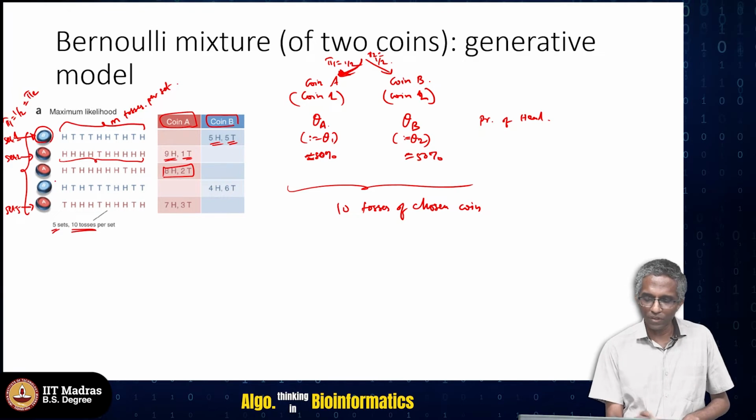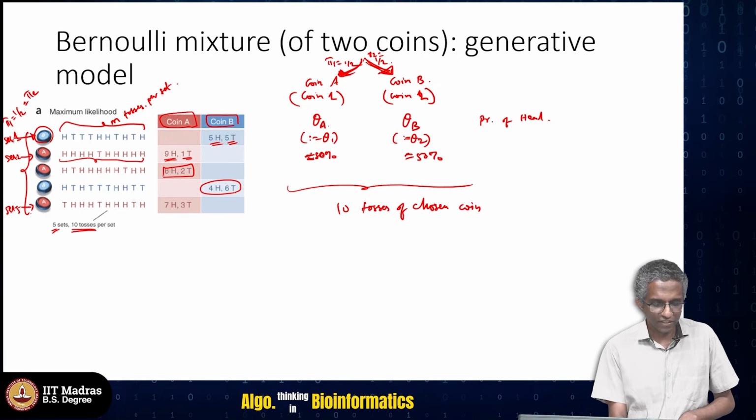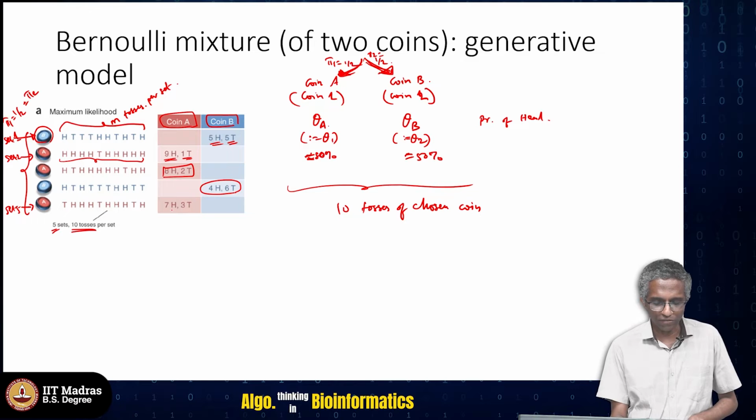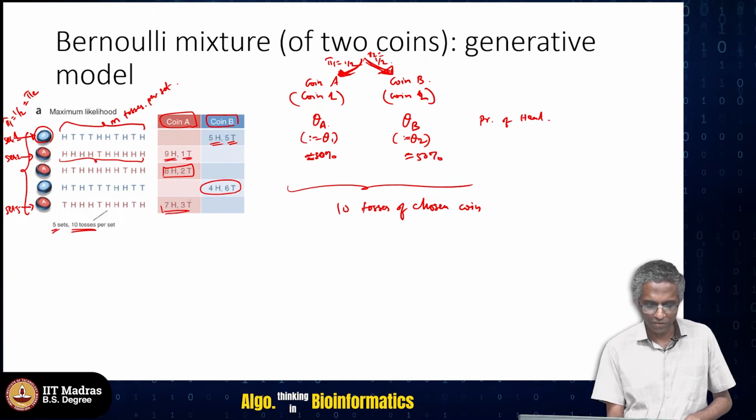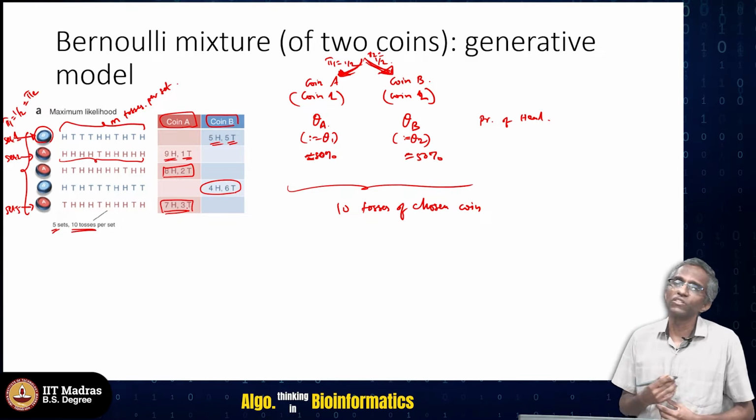Set 4 you went along this route, right. So, pi 2 equal to half, that choice is being randomly chosen, and so then you have again a similar number of heads and tails, 4 heads and 6 tails, right. And then finally set 5 you choose A, and then you have lots of heads, you have 7 heads and 3 tails. Okay. So, this is how your mixture is being generated.